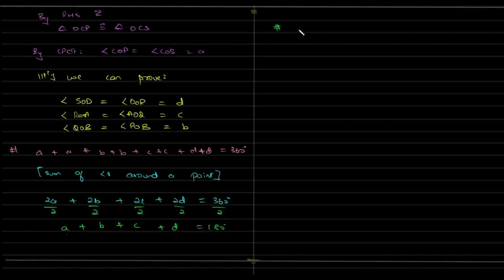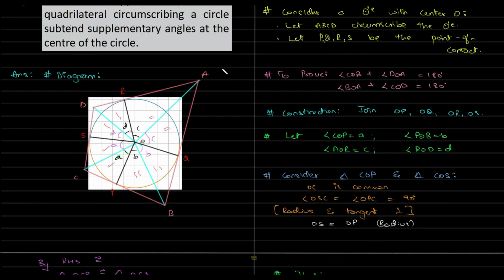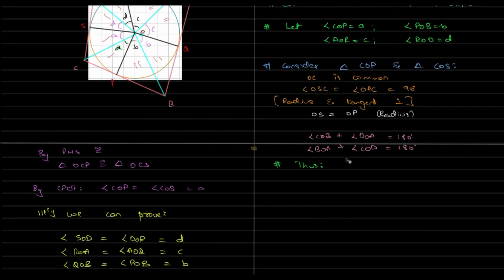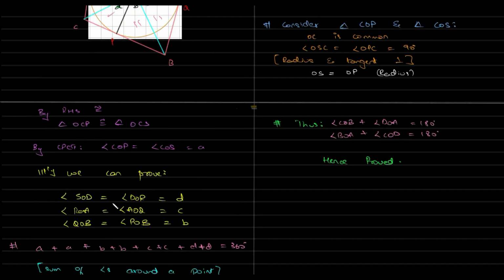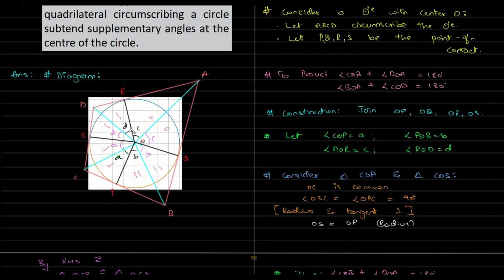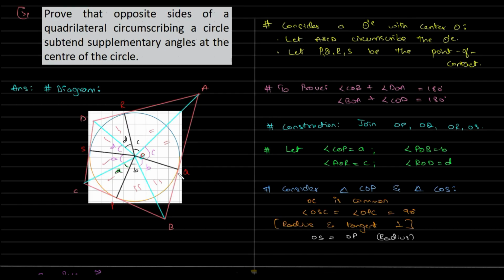That's it. Thus, this is what we had to prove. So we'll just copy this. Hence proved. Is it not? Because A plus B and C plus D are those angles, and here too A plus D and C plus B are those angles, and we have shown the proof.